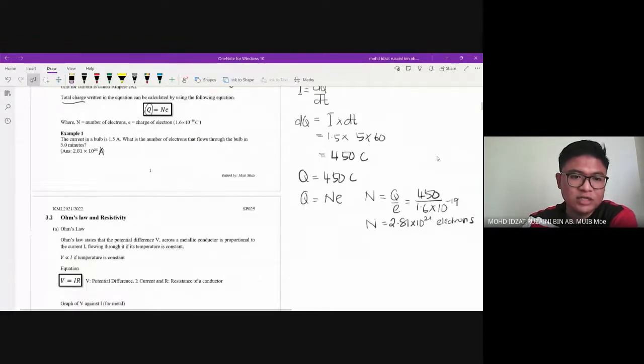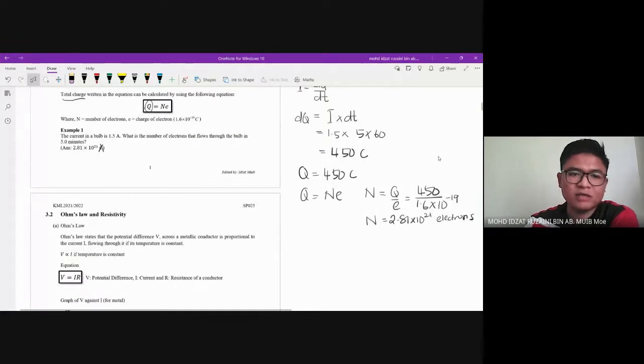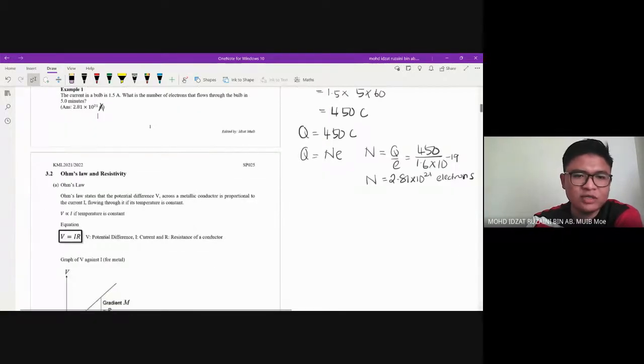Let's go to the next part, 3.2, about Ohm's law and resistivity. You already learned Ohm's law during your secondary school. The first part is about Ohm's law. We have to state what is meant by Ohm's law.